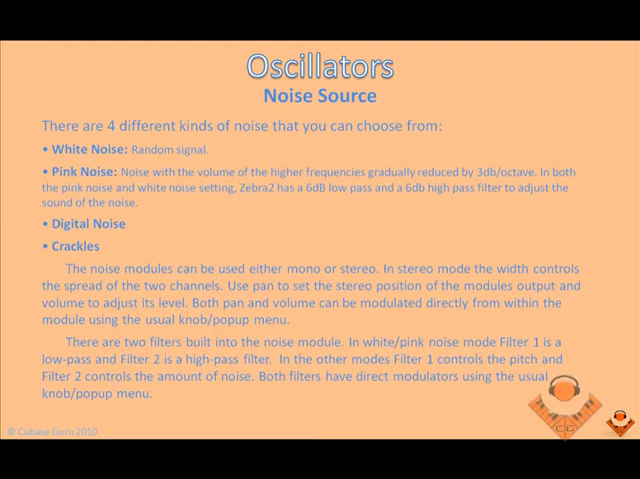There are 2 filters built into the noise module. In white-pink noise mode, filter 1 is a low pass and filter 2 is a high pass. In other modes, filter 1 controls the pitch and filter 2 controls the amount of noise. And of course, both filters have direct modulators using the usual knob pop-up menu.